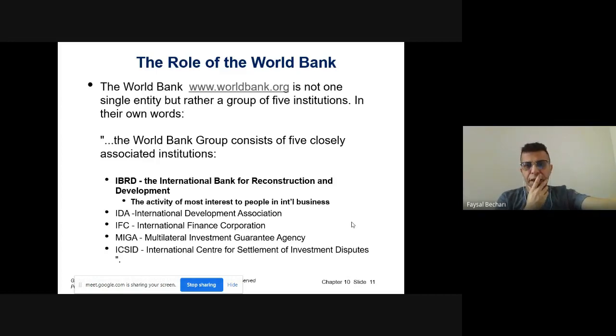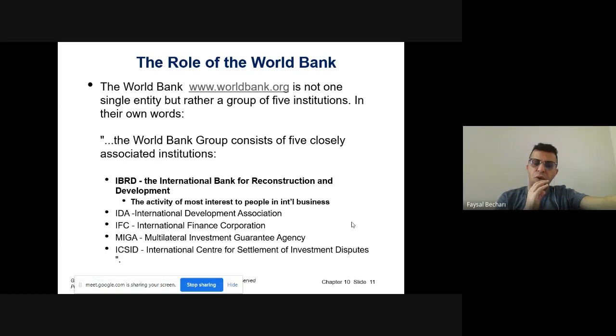The World Bank organization is not one single entity, but rather a group of five institutions of its own. Now we spoke about the IMF, now we're speaking about the World Bank. The World Bank is not one single thing. It has so many things around it. The World Bank Group consists of five associated institutions.